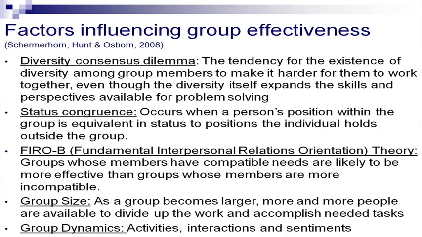Factors influencing group effectiveness. The first one is the diversity consensus dilemma. This is the tendency for the existence of diversity among group members to make it harder for them to work together, even though the diversity itself expands the skills and perspectives available for problem solving. Now, what does this mean? This means that the diversity consensus dilemma is the confusion we have in our minds.